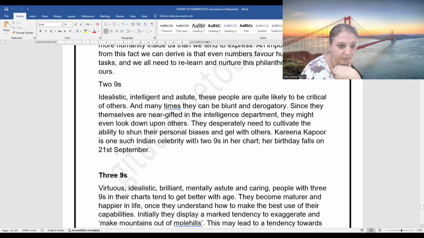Two nines: idealistic, intelligent, and astute. These people are quite likely to be critical of others, and many times they can be blunt and derogatory. Since they themselves are gifted in the intelligence department, they might even look down upon others. They desperately need to cultivate the ability to shun their personal biases and gel with others. Kareena Kapoor is one such Indian celebrity with two nines in her chart. Her birthday falls on 21st September.